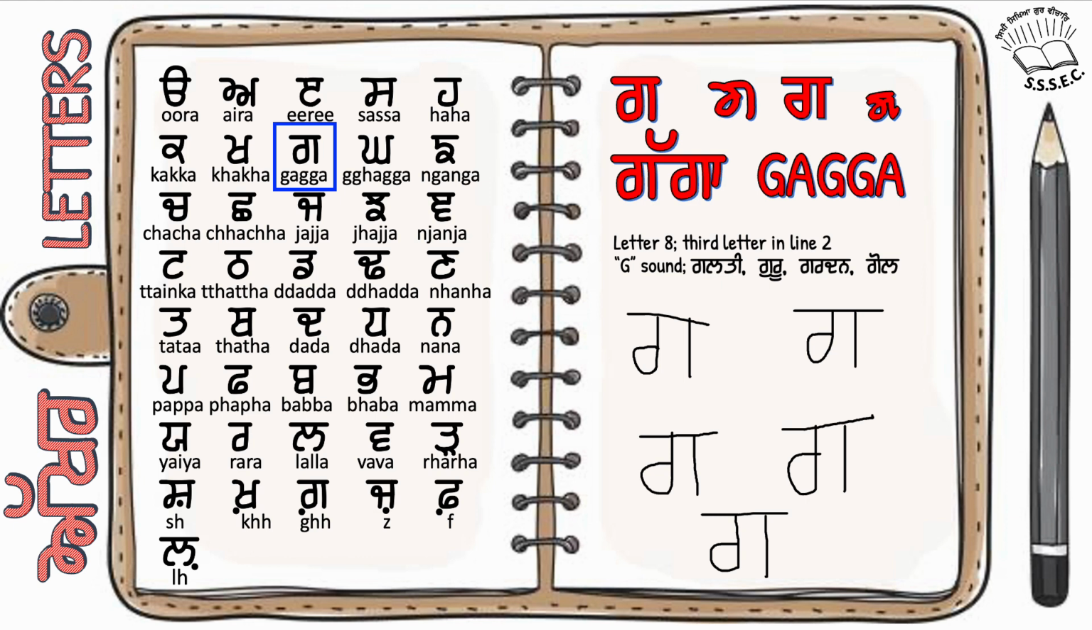Gaga. Right. So a couple of words beginning with this letter. Galti. Galti is a mistake. Guru. Guru is like a teacher, like a spiritual leader, a guide. It's a bit more than just a school teacher, for example. More of a spiritual guide. Garden. Garden is neck. Neck rather than throat, it's the neck. And goal. Goal means round.